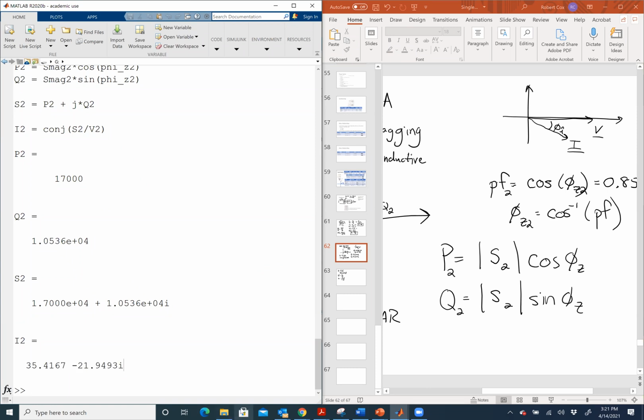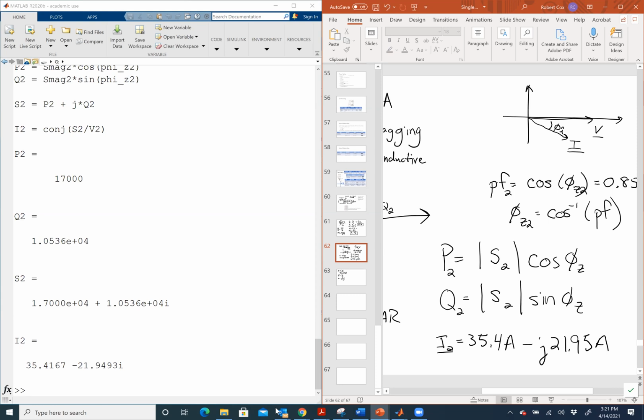So in particular, I've now got my I2, which I've determined is 35.4 amps minus j times 21.9495 amps. Now no one in their right mind ever says I got so many negative imaginary amps. This is given as a phasor, right? So you would say, what's the magnitude and what's the angle of that? That's how you would enter that.